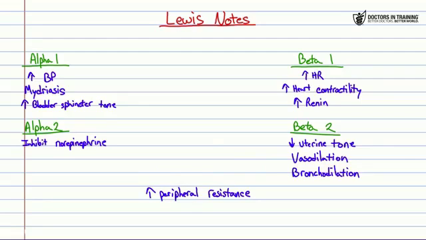And then increasing peripheral resistance, that's going to go along with our alpha-1 over here, and that's why you're going to increase the blood pressure with that. All right, guys, so that's going to be it for our Lewis Notes. So next, let's talk about the sympathomimetic.